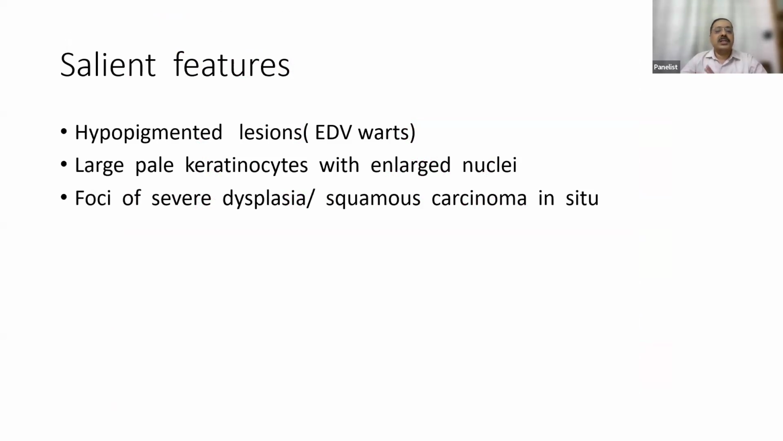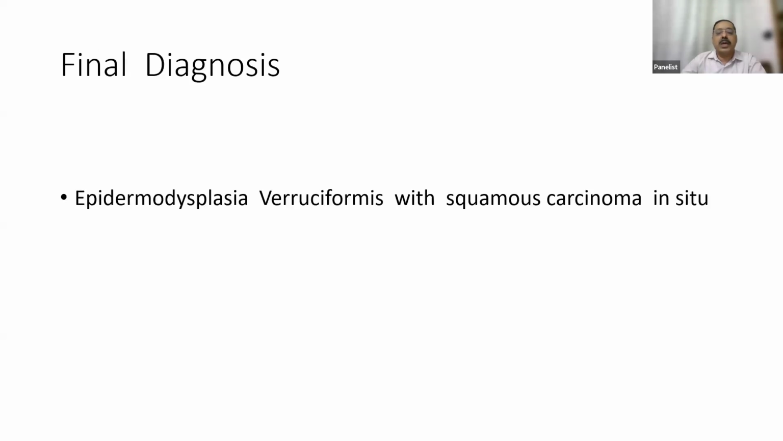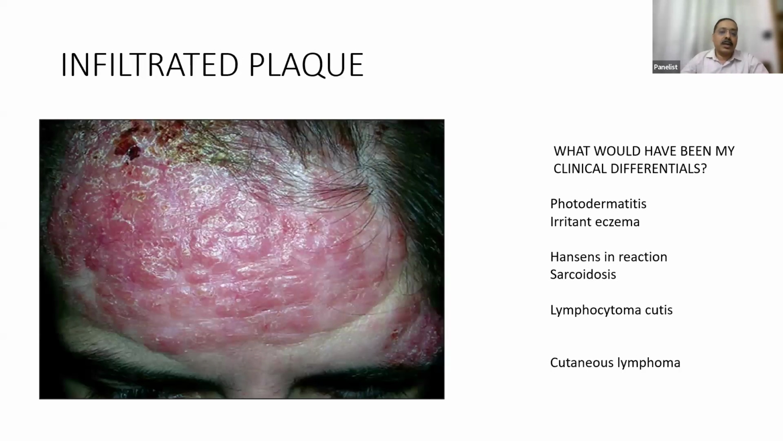So hypopigmented lesions with large pale keratinocytes, enlarged nuclei, and foci of severe dysplasia and with squamous cell carcinoma in situ. So this was the final sign-out diagnosis. So again, you see that what could have been presumed to be a clinical diagnosis of tinea versicolor or other conditions has finally turned out to be an EDV, and the pathologist has clinched the diagnosis for us. So a discerning clinical dermatologist will use a hand lens or will look at the distribution and then be able to diagnose an EDV or a plain wart there.